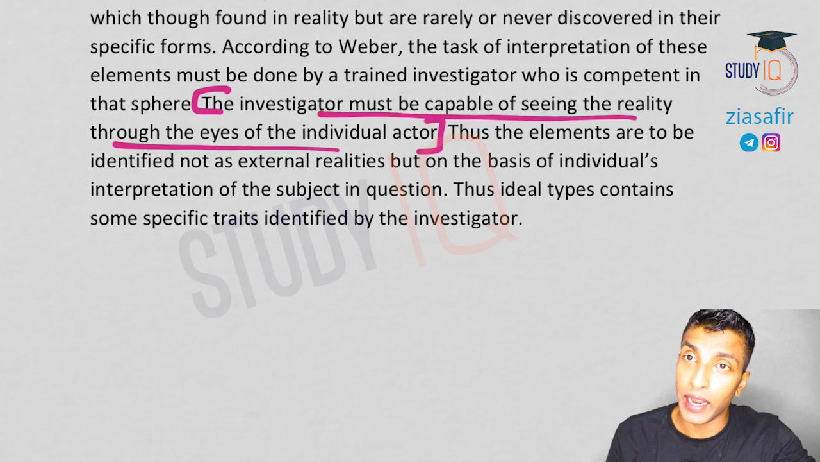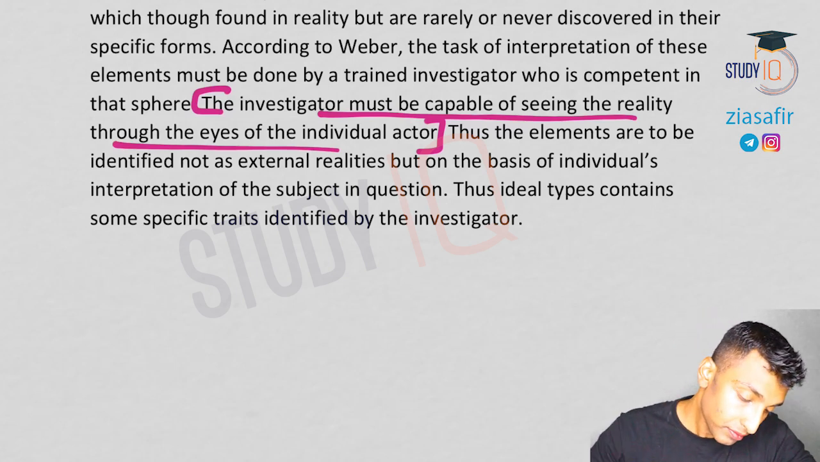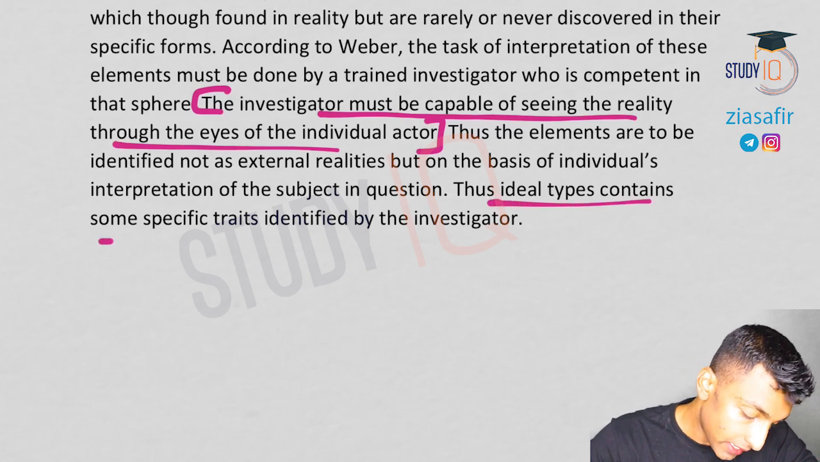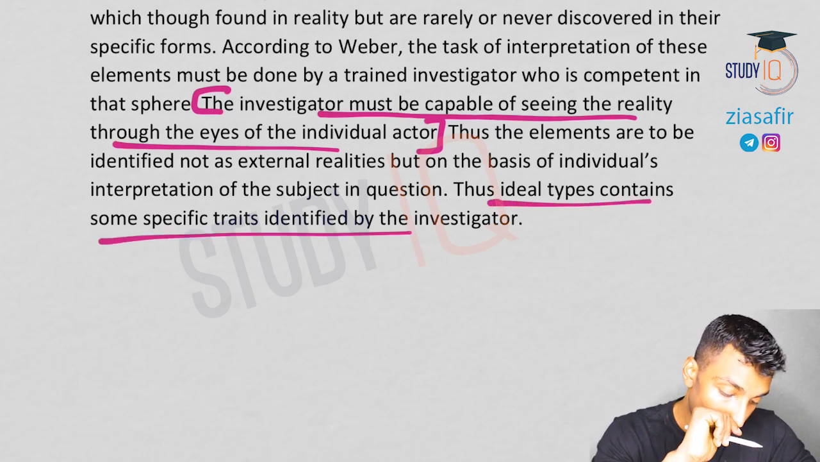It is there in mind, and indirectly there is an influence. But actually, it is an individual's own interpretation of the external reality. Okay. So thus ideal types contain some specific traits identified by the investigator.